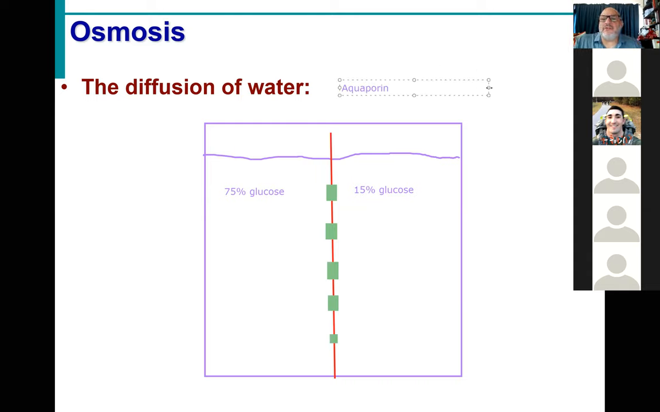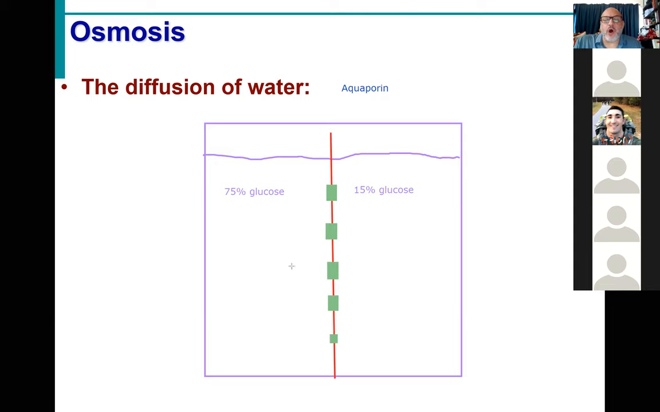Remember, the aquaporins, as we talked about, are special proteins that allow water to move. In this case, will water move in this beaker? Yes, to achieve homeostasis. Absolutely, right? Glucose wants to move to the right, but it can't get through that aquaporin. Water will move because it wants to reach equilibrium.